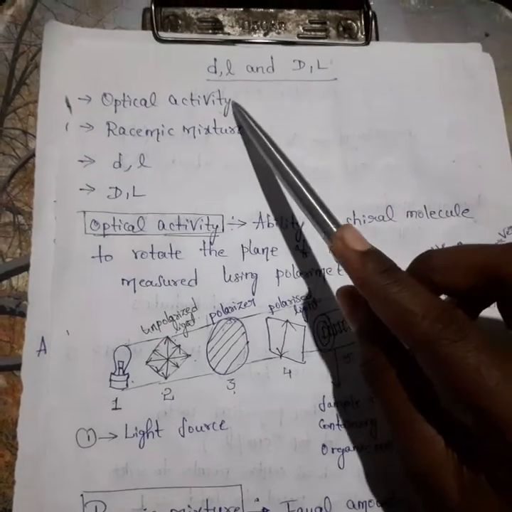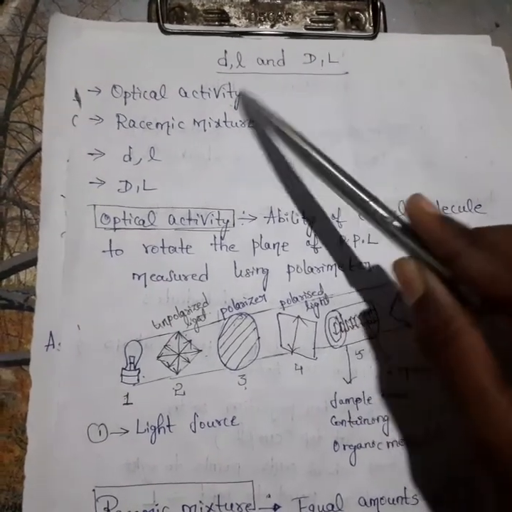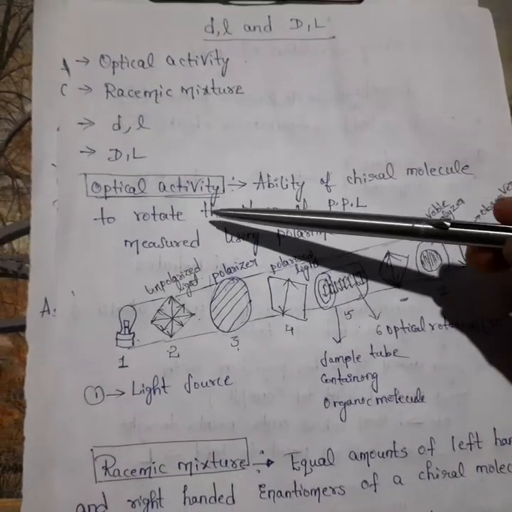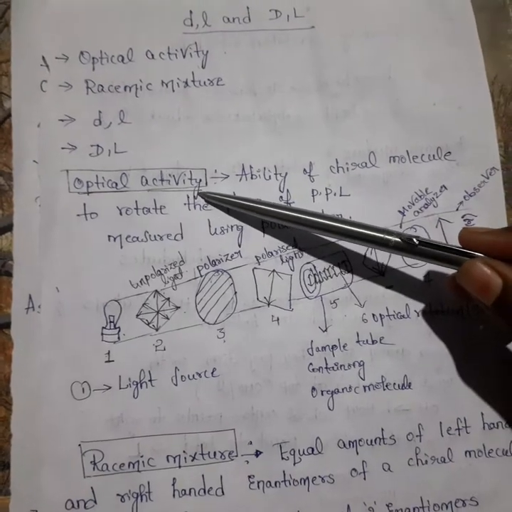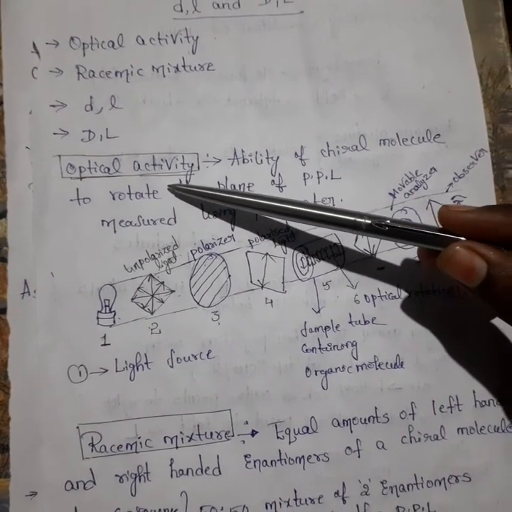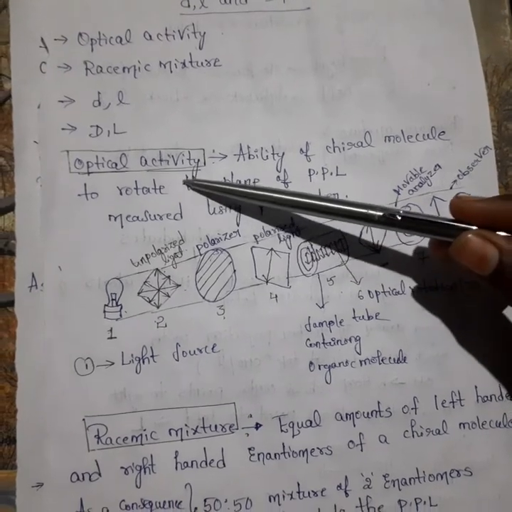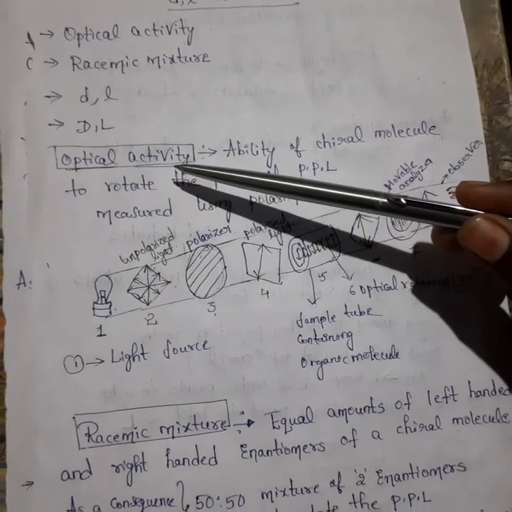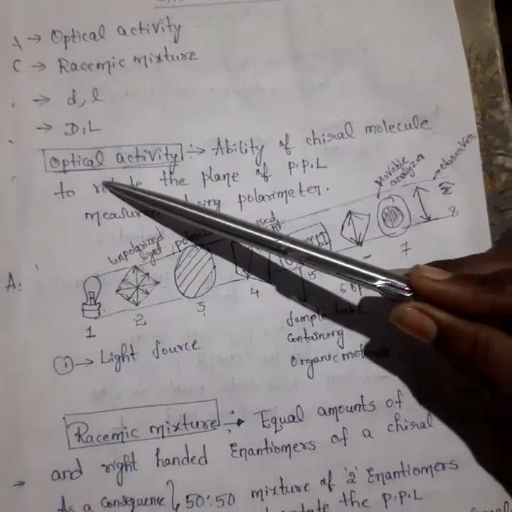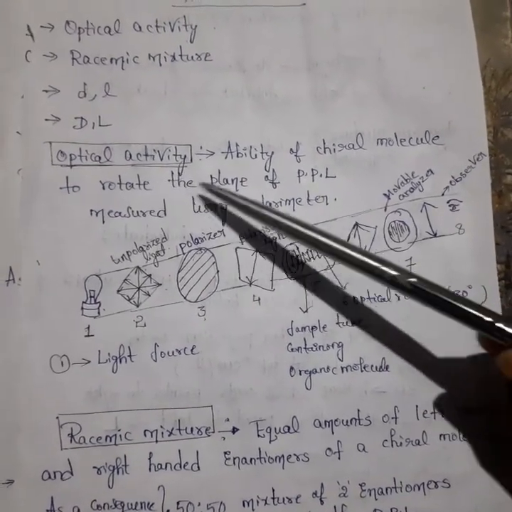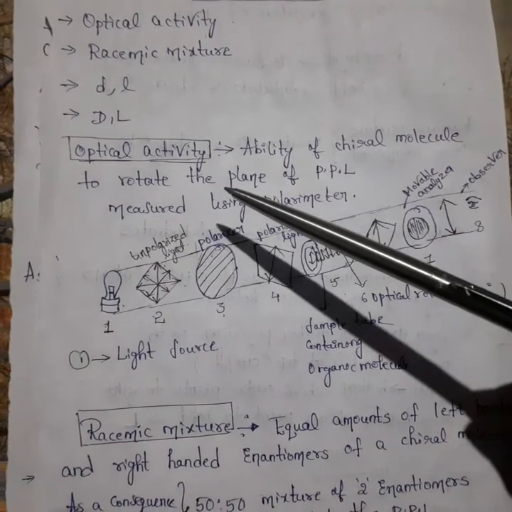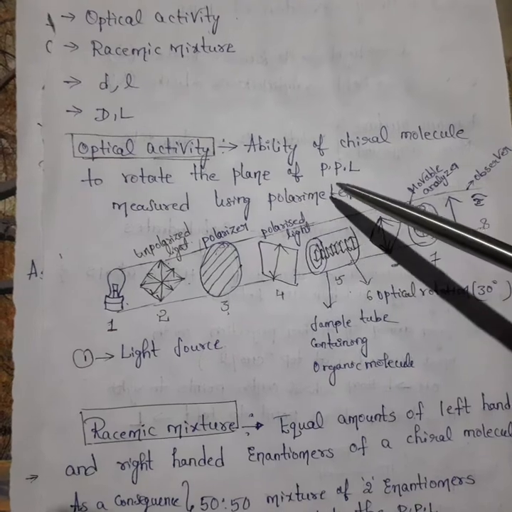Okay. Before going to discuss this, first we should know these basic things. Okay, let's start from the basics. Optical activity. In our previous video, we looked a little bit at optical activity, but let us learn something more about it. First, what is optical activity? It is the ability of a chiral molecule to rotate the plane of plane polarized light.